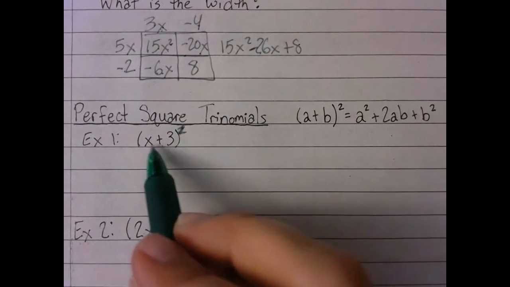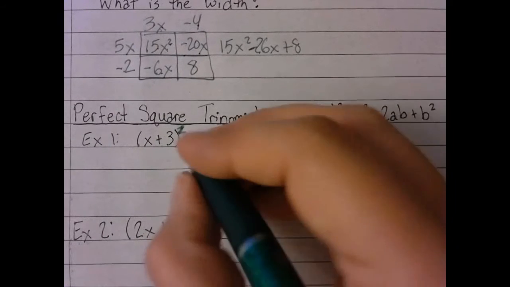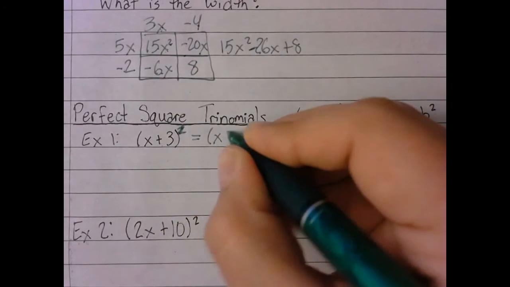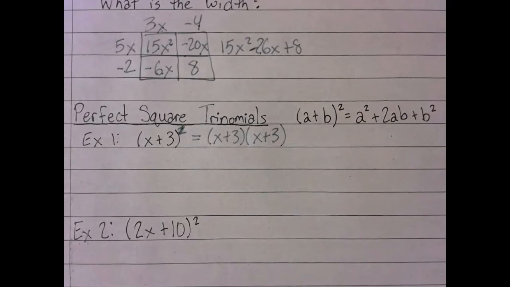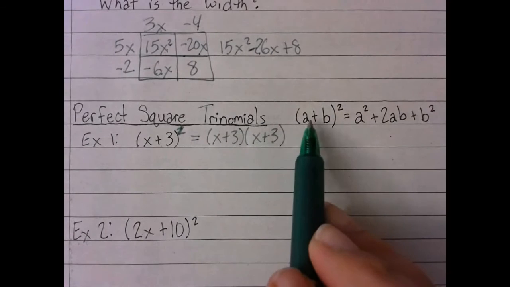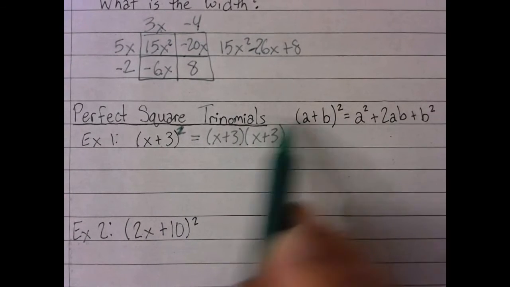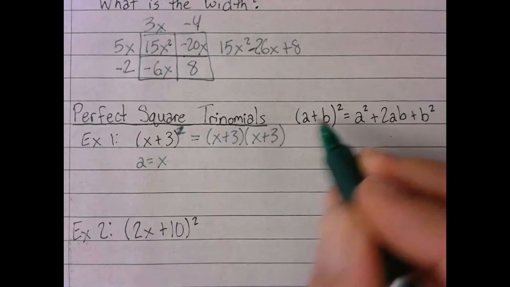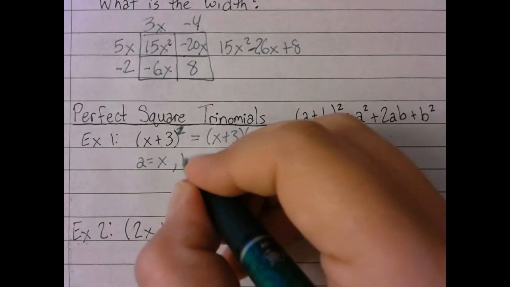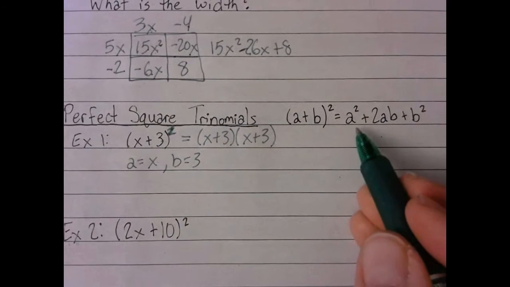So here's what this means. X plus 3 whole quantity squared, that's the same as x plus 3 times x plus 3. There are two ways to do this. We could look at our formula. Where a would be, we have x, so a is going to be the same as x. And where b would be, we have 3, so b is 3. Then we're just going to use this formula.